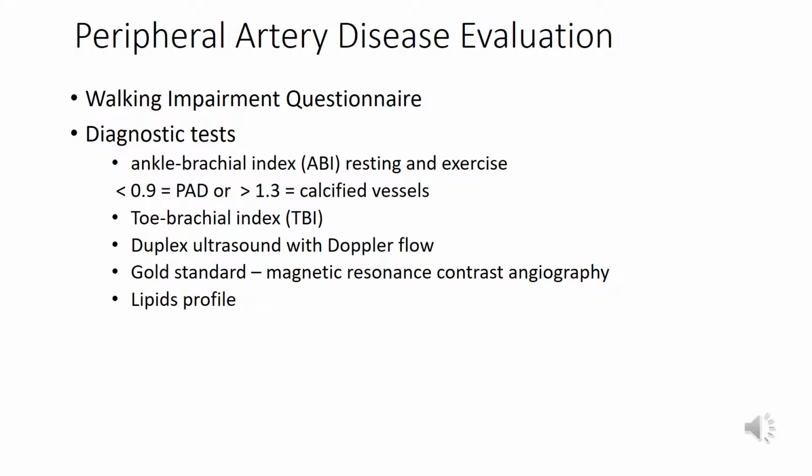So going on to additional testing, the duplex and Doppler ultrasound can provide location and severity of any stenosis of the vessels. Your magnetic resonance angiography is a really highly sensitive test for location of lesions too, but a CTA is also an option.